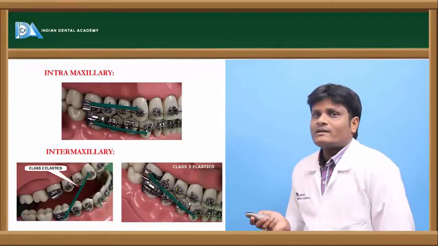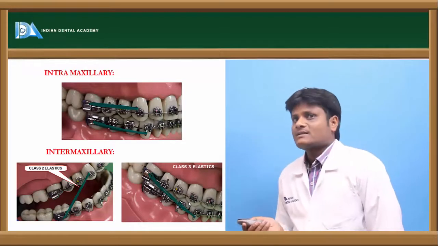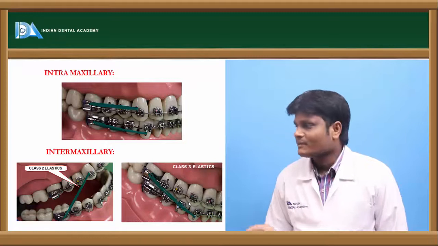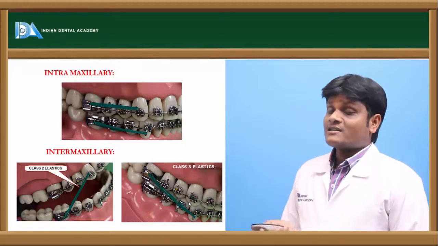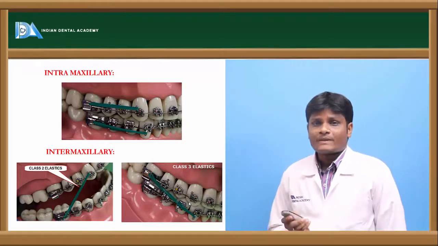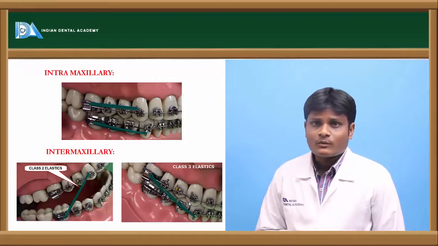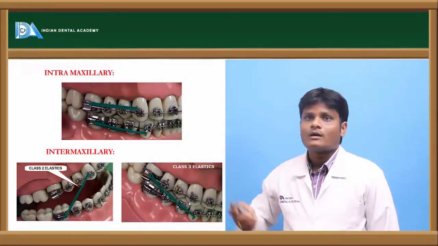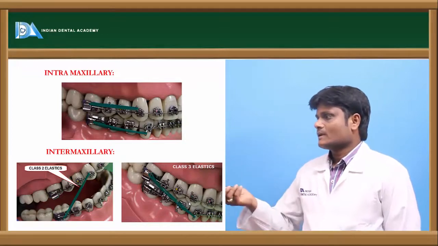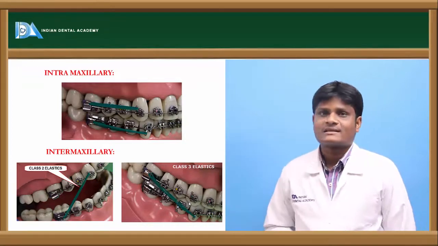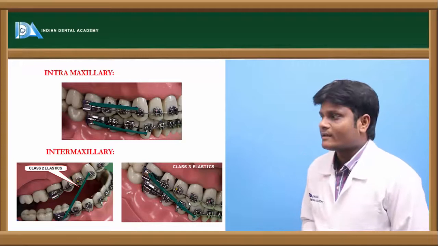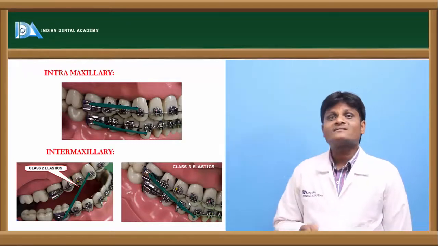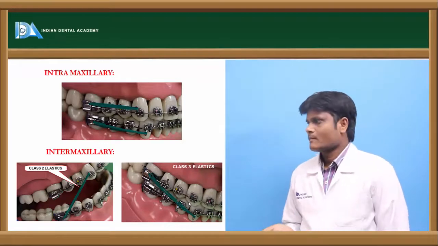Intramaxillary anchorage is where both the anchor unit as well as the tooth that is being moved are present in the same arch, whereas the intermaxillary anchorage situation is where the anchor units are present in one arch, whereas the teeth that are being moved are in the other arch. Class 2 elastics and class 3 elastics are an example of reciprocal anchorage or intermaxillary anchorage. We even call them Baker's anchorage.